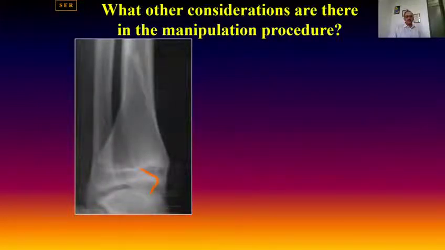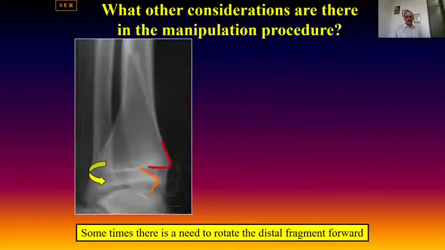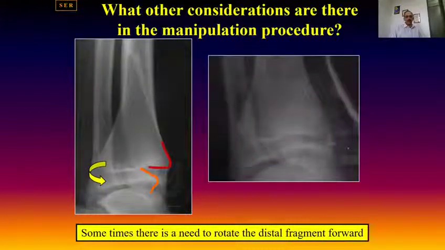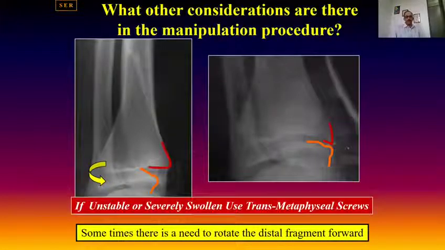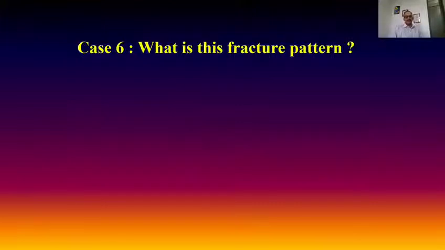What are the other things? The lateral X-ray is important. If it's a tibial physeal type 1, correct the translation. If there is translation, again you will be in problem. So you just need to pull the fragment a little forward occasionally so that the translation is well corrected. That is how it should be. If it is unstable or severely swollen, put metaphyseal screws to hold the metaphyseal fracture.